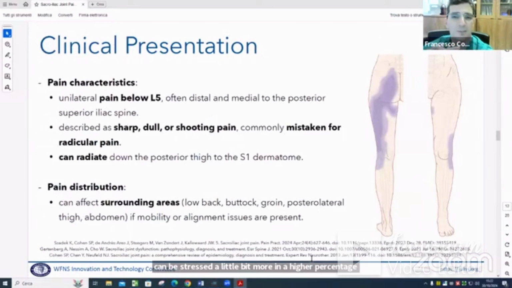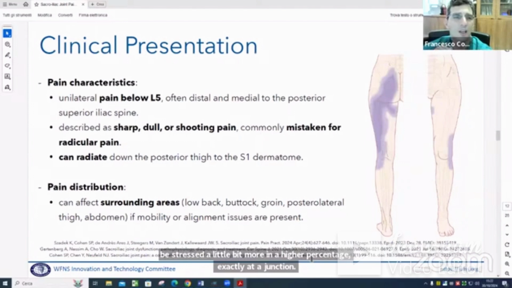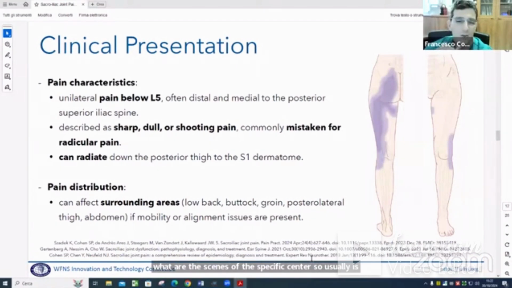What are the specific symptoms? Usually it is a back pain, but there is a correlation in the leg. Usually it is unilateral below L5, like a radicular irradiation. Often it is distal or medial to the posterior superior iliac spine. Sometimes it can be confused with radicular pain, although the description from the patients is less precise.